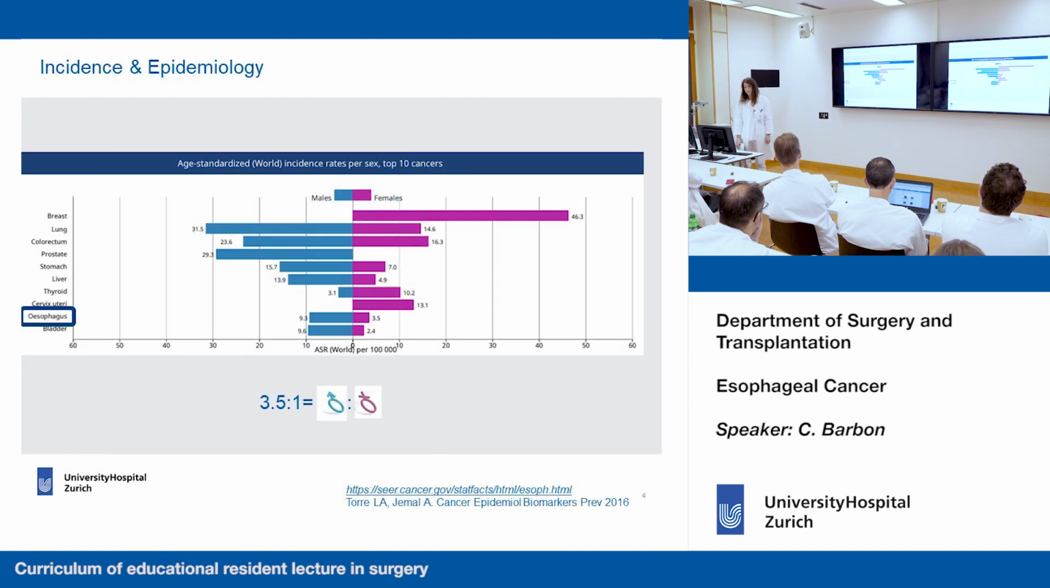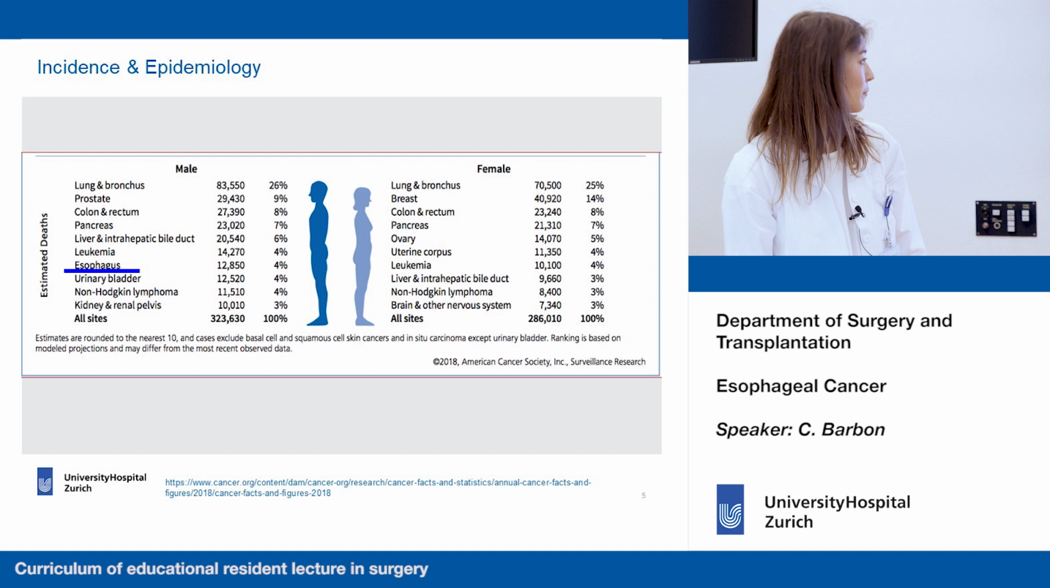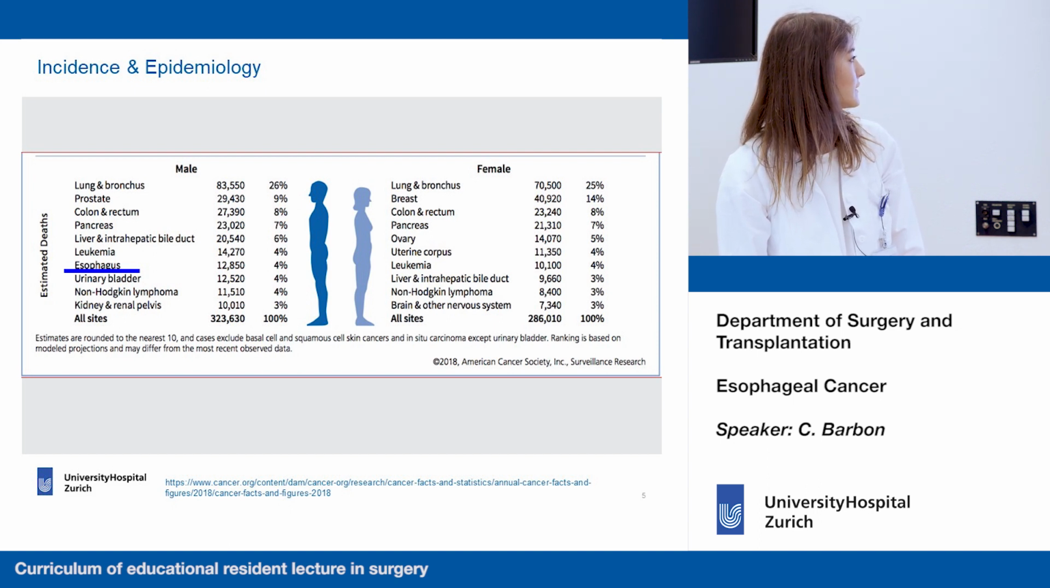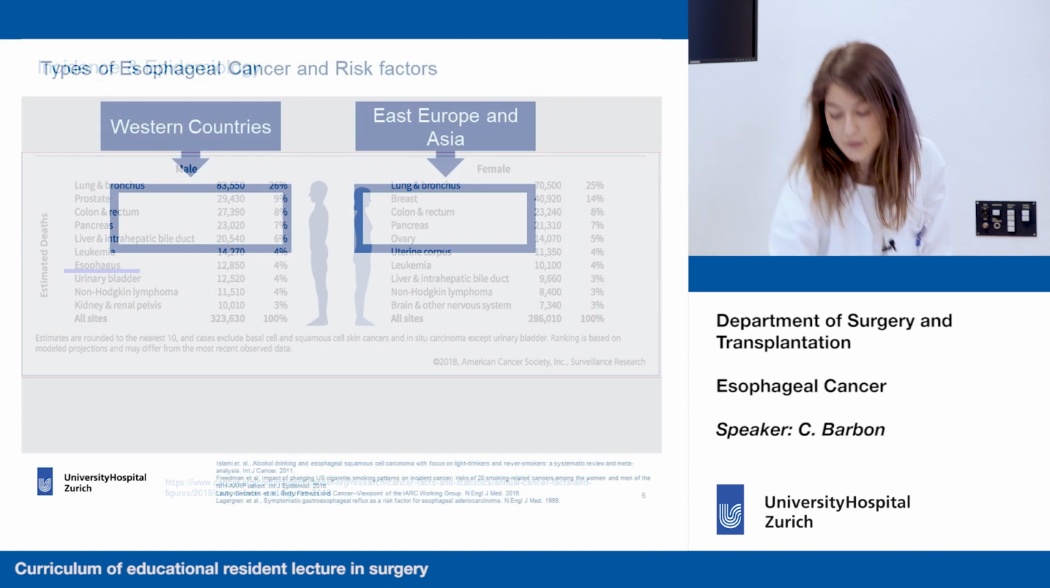As you can see from this graph, the incidence is not the same in females and males. There is a higher incidence in males, and the incidence is higher by 3 to 4 times. This graph shows the death by esophageal cancer, and as you can see, in males it is the 7th cause of death by cancer, but in females it is not among the first causes.